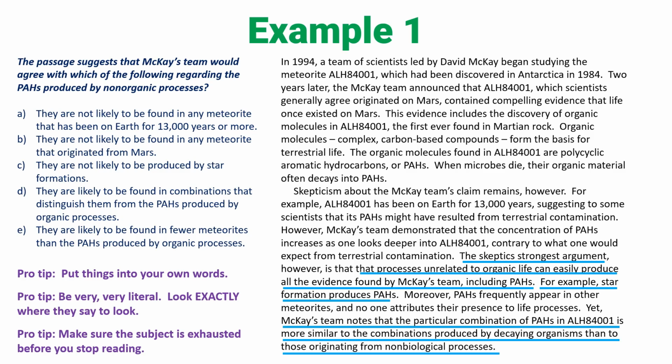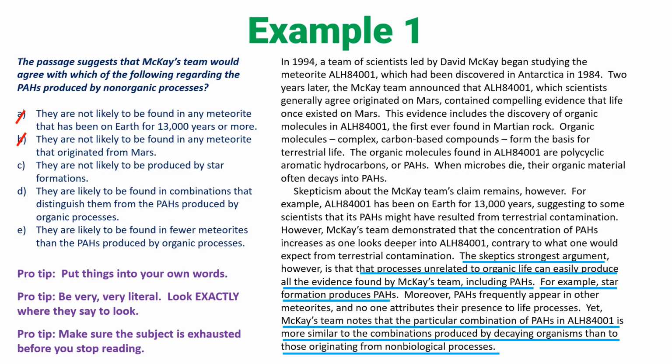Okay, do we get anything like that in the answer choices? Well, A's out. The underlined portion never even mentions anything about that 13,000 years on Earth. That's a completely different part of the passage. B's out too. They never even say the word Mars. Now, C is tempting. We're going to have to think about this. Remember, the question is asking about non-organic PAHs.